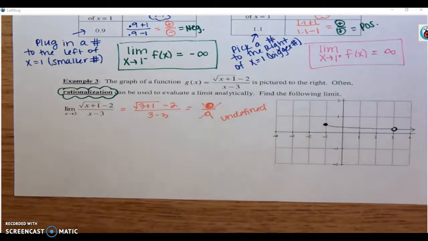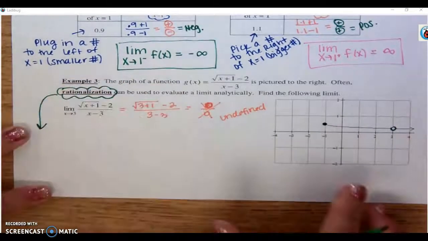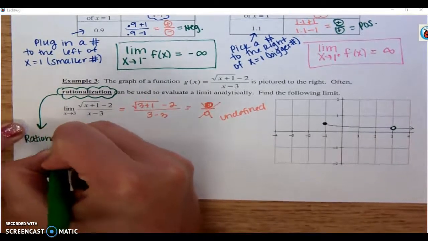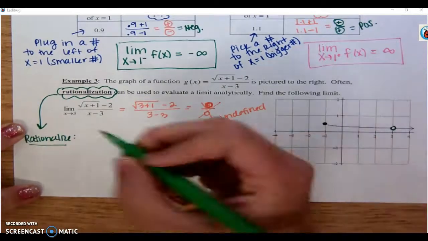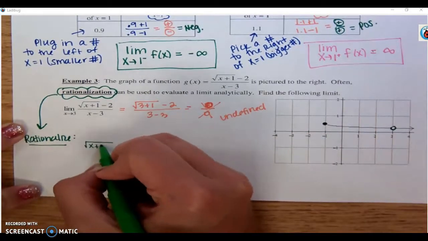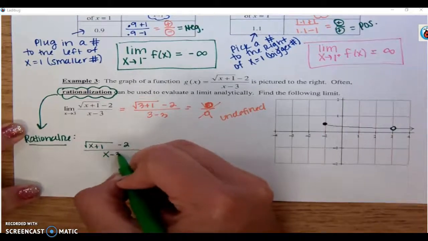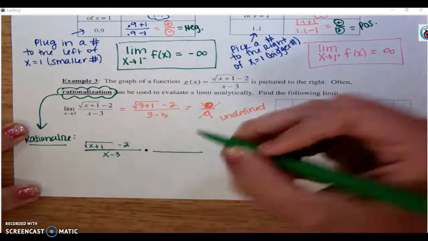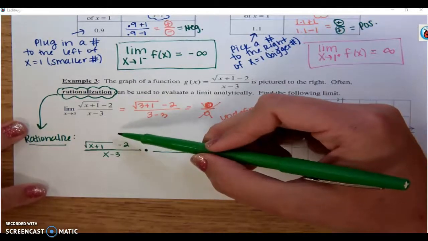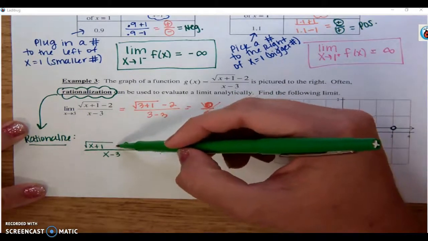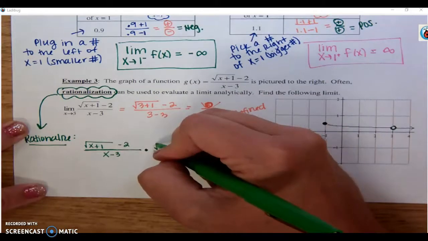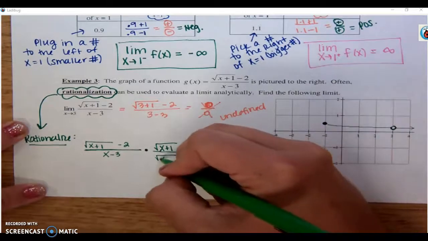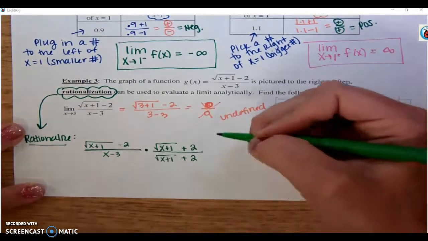So if you can't factor, what you're going to do is rationalize. And what that means is you're going to take this fraction here. So we're going to have the square root of x plus 1 minus 2 over x minus 3. Rationalize means you're going to multiply by the conjugate of the one with the square root. So you're going to write this exact same thing, except you're going to change this to the opposite sign, so plus. So we're going to have the square root of x plus 1 plus 2. And if you put it in the numerator, you have to also put it in the denominator, because that's like multiplying by 1. So we're not really changing the problem.